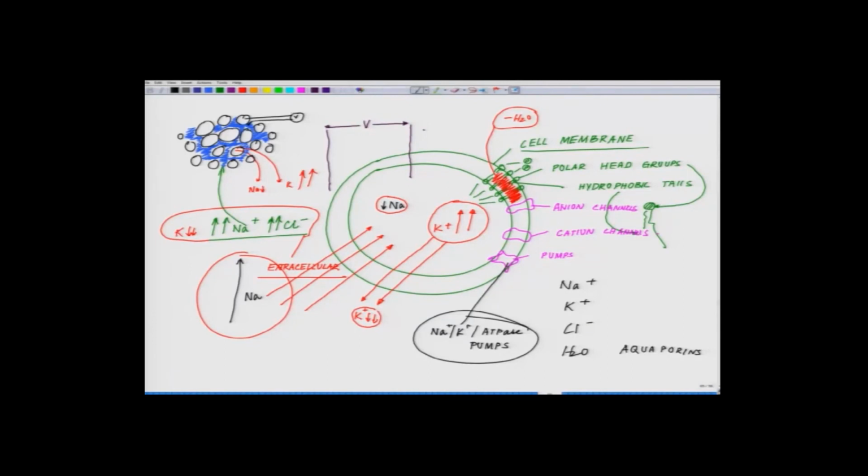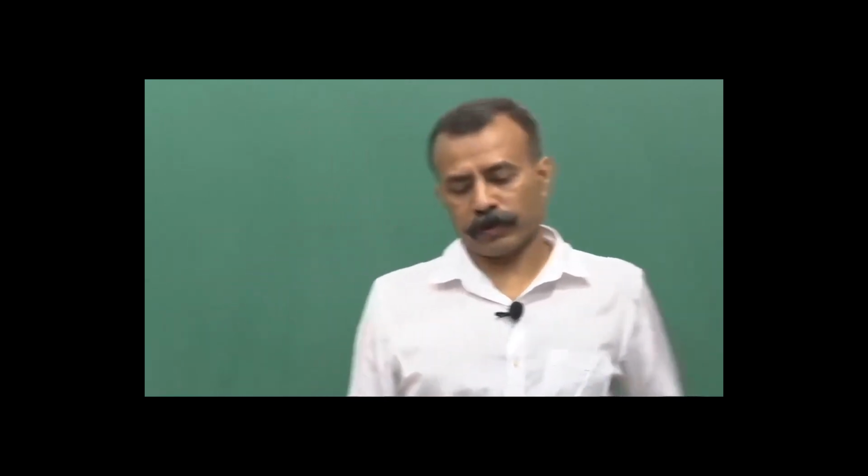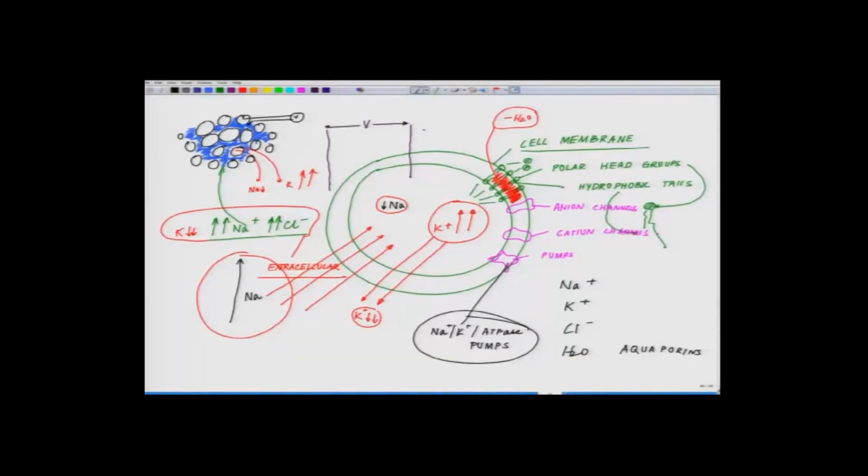You will observe with respect to the inside of the cell, the outside is more positive. With respect to inside, outside is more positive. So, it means inside with respect to the outside, the voltage is around minus 70 to minus 80 millivolt.